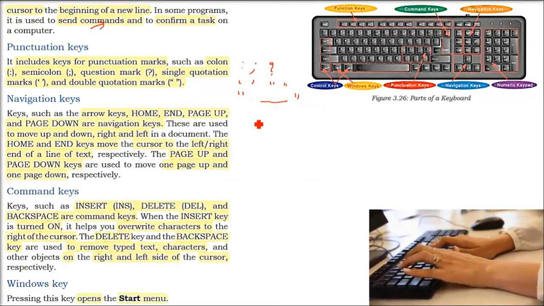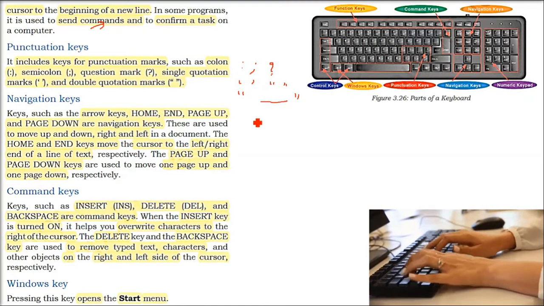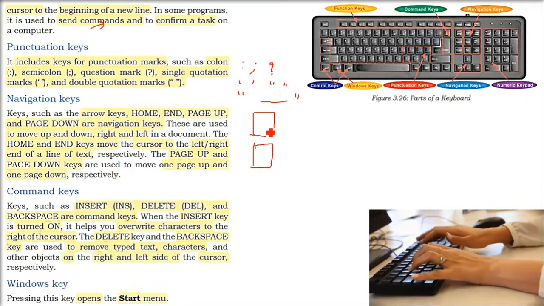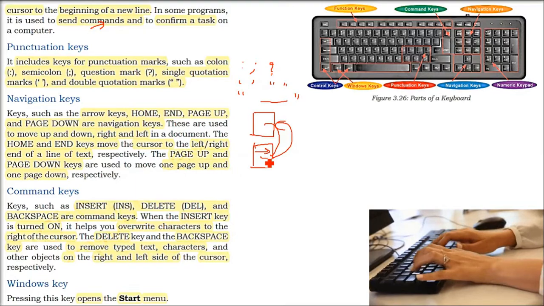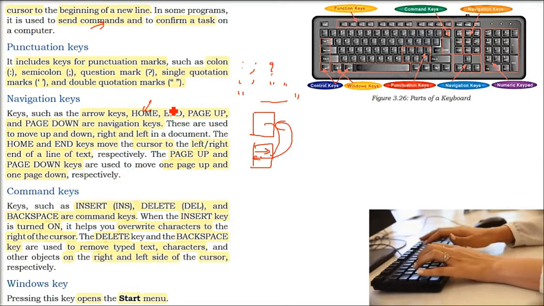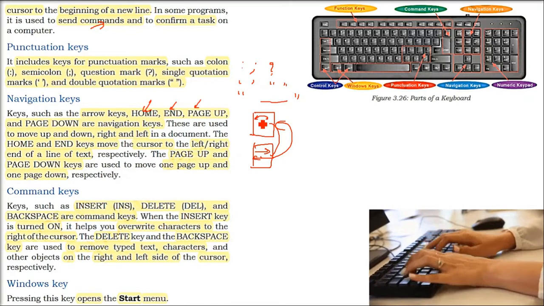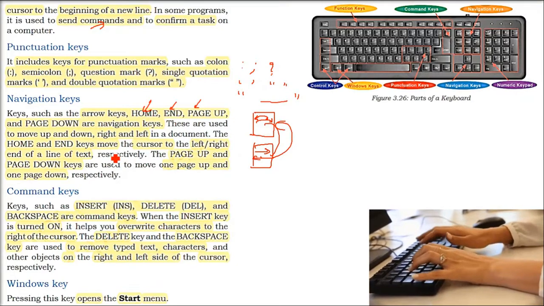Now navigation keys. Navigation is simply moving, going up, down, like this. So we have Home, arrow keys, and Page Up, Page Down. These are navigation keys. So you need to move up, down, right and left in a document. Then you will use all these keys. Home and End keys, what will they do? They will move the cursor to the left or right end of the line of text.